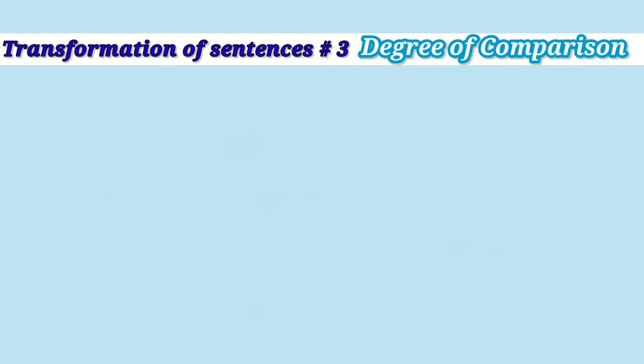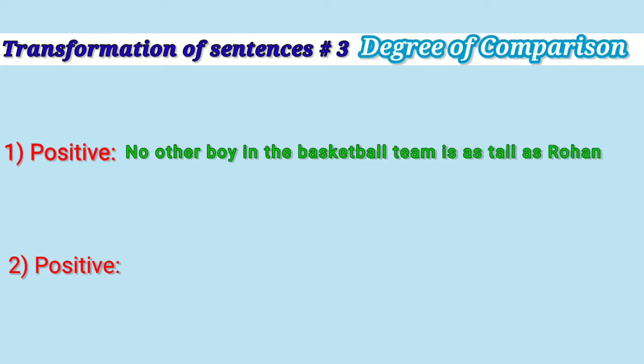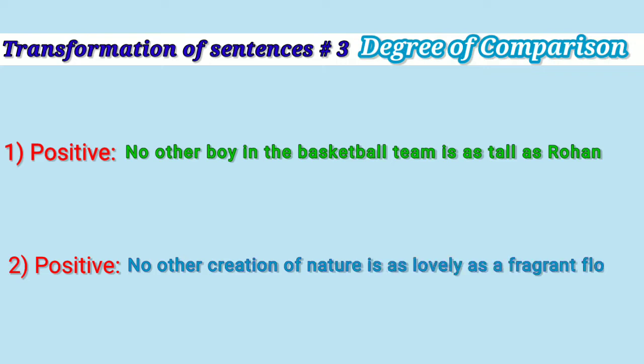Let us take two sentences which have adjectives in positive form and transform them to sentences with adjectives in comparative and superlative form. Our first sentence is, no other boy in the basketball team is as tall as Rohan. And second sentence is, no other creation of nature is as lovely as a fragrant flower. Adjective in first sentence whose degree we have to change is tall. It will become taller in comparative form and tallest in superlative form.